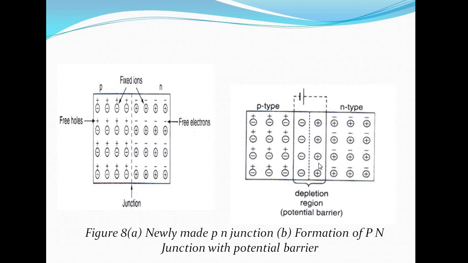These are the immobile charges, and next the positive free hole and this electron try to recombine, but there is a small barrier to recombine this electron and hole. The barrier is called the depletion region or depletion layer or potential barrier. To overcome this barrier, some external energy is required.